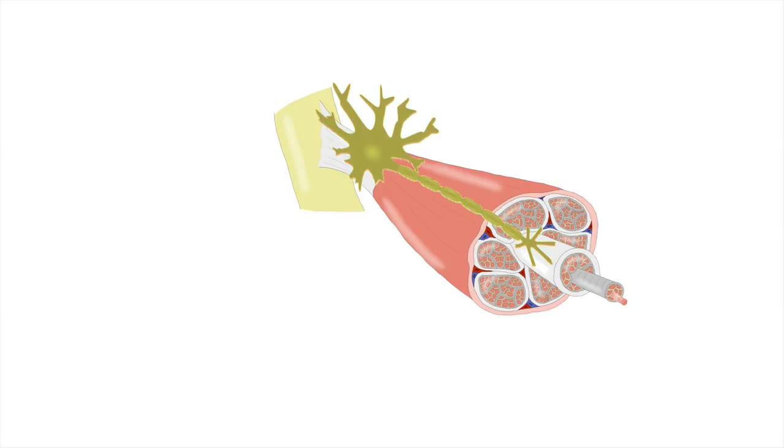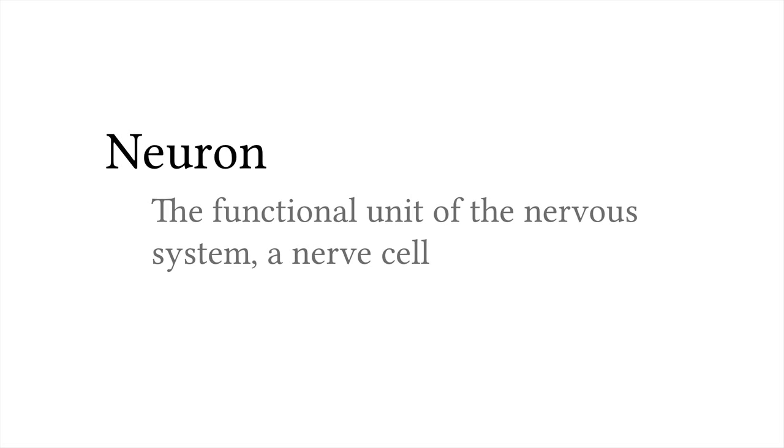That's why if a person has an injury and severs certain nerves, the muscles that those nerves serve will not be able to be used. They need a stimulus from the nerve in order to contract. Nerves are bundles of neurons. A neuron is the functional unit of the nervous system, or a nerve cell.